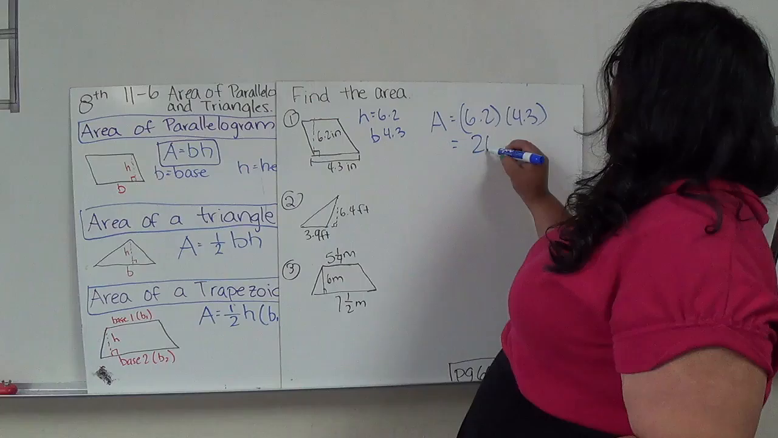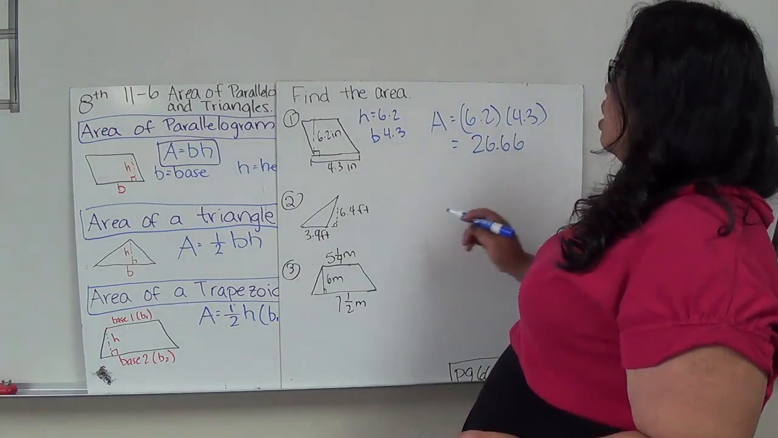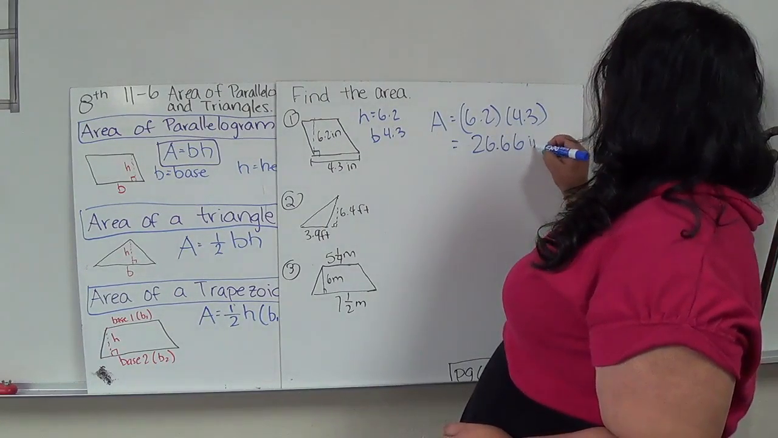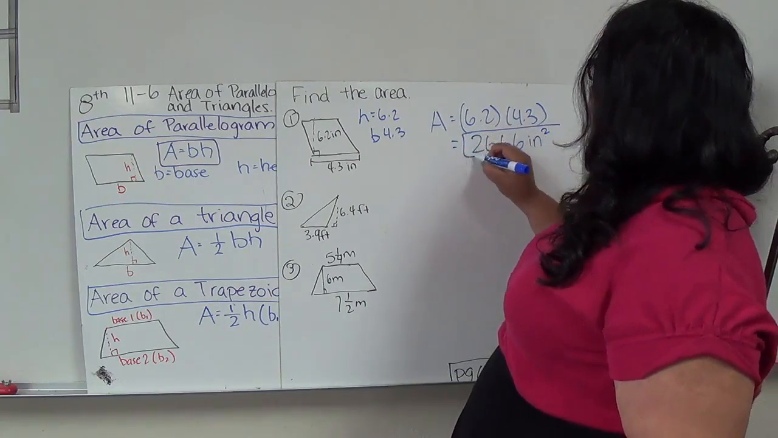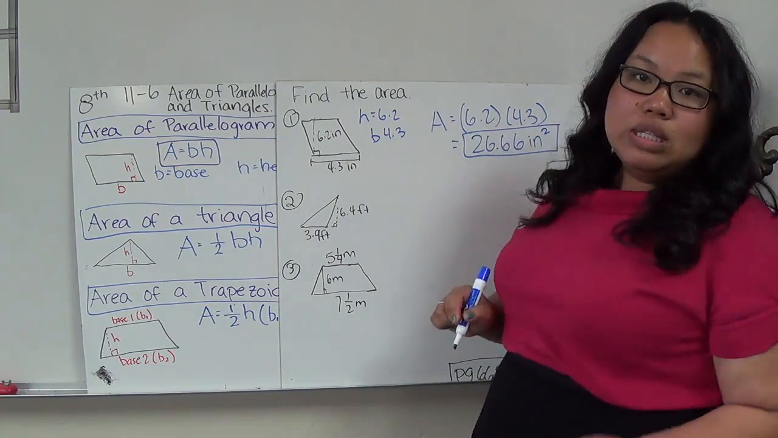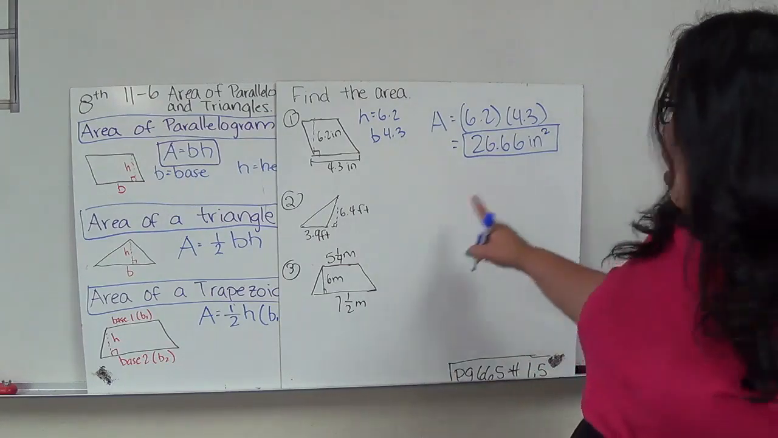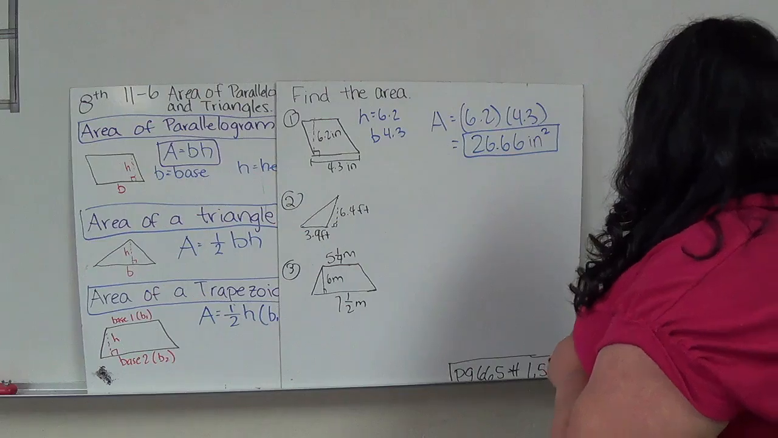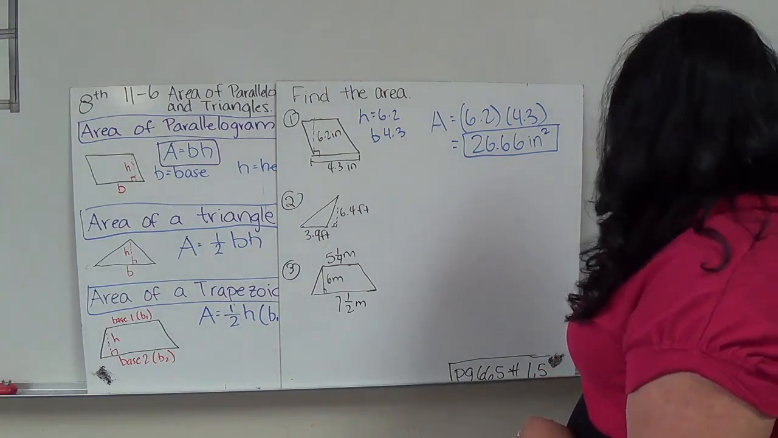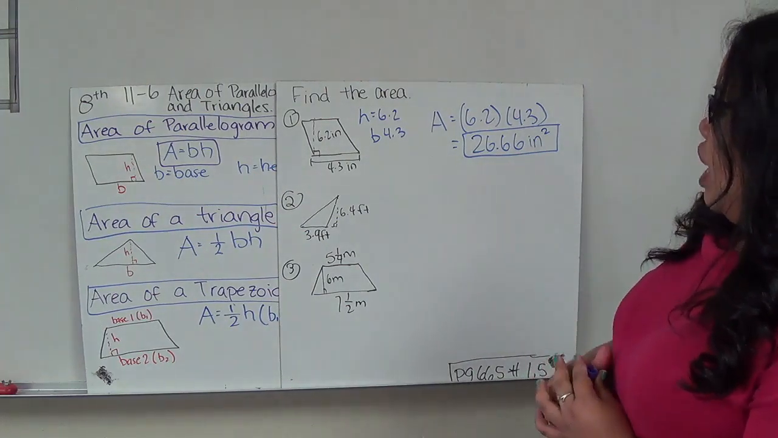26.66. And remember, we're dealing with measurements here, so don't forget to put the inches, and because we're dealing with area, we're dealing with inches squared. This needs to be labeled correctly. Area is squared, and I have to put the measurement it's being measured in. Okay? Next one is a triangle.